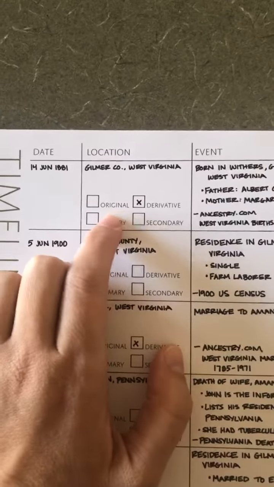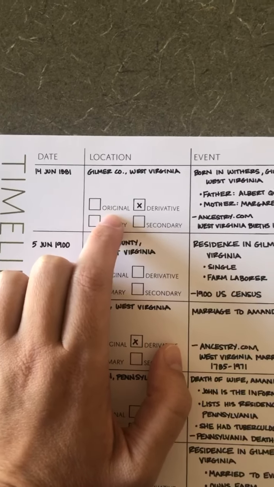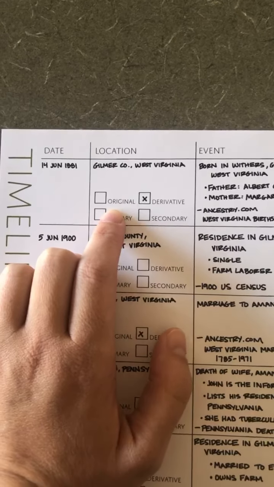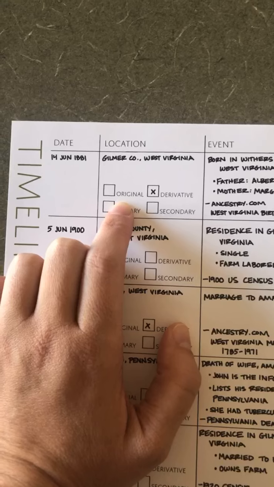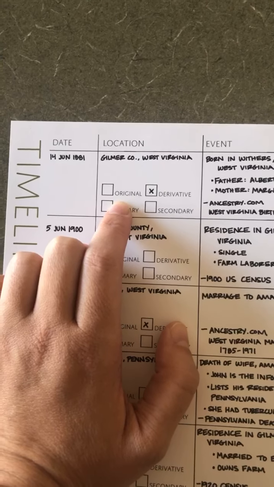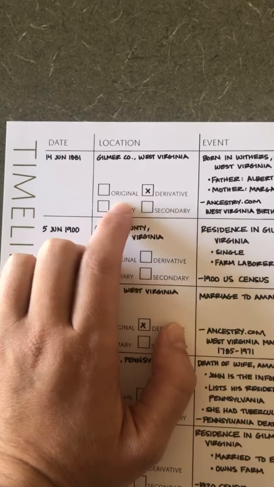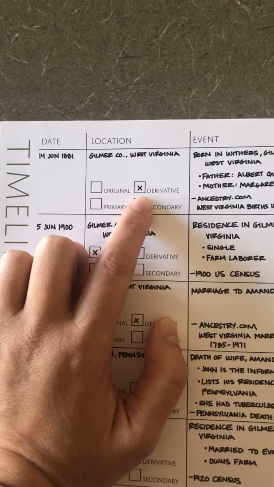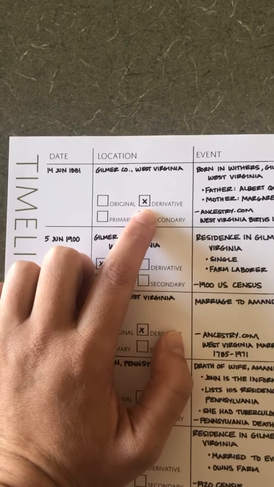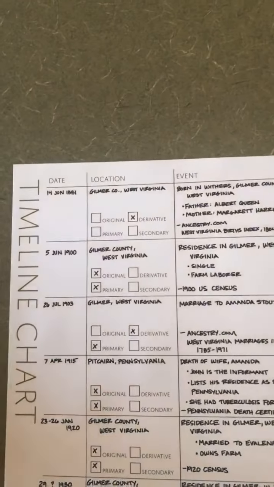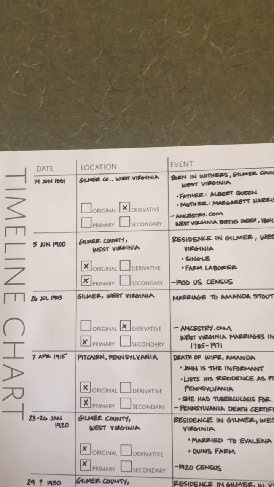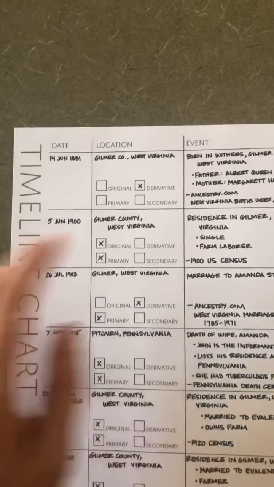Original and derivative, I can't remember if we've talked about this. It's really simple though. Original records are records, like a birth certificate that somebody writes in, and that's an original record. An index that lists that birth certificate is a derivative. It's just one step away. So if somebody's copied something, if they've added it to an index, things like that, that's a derivative.